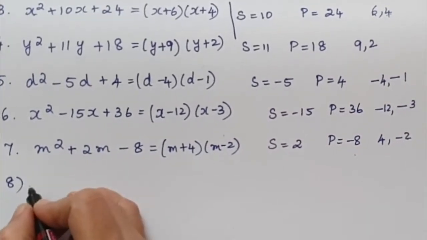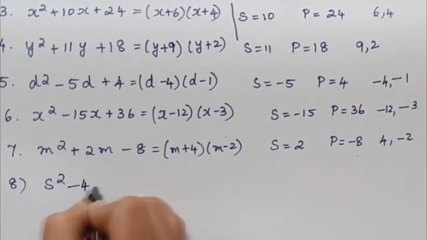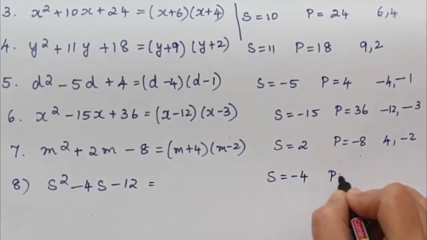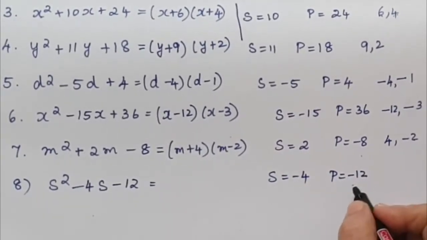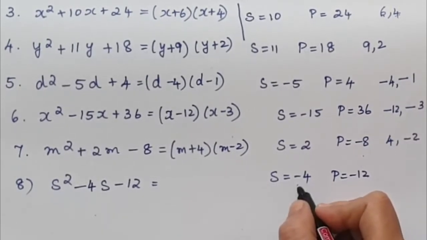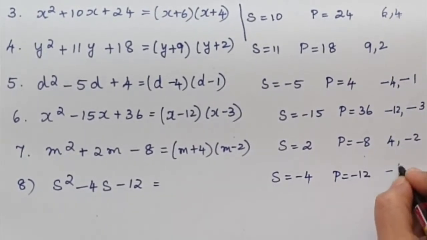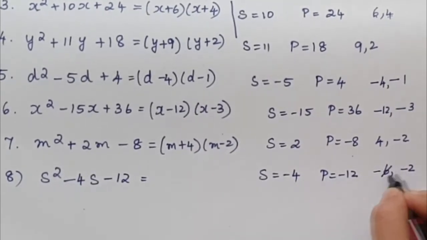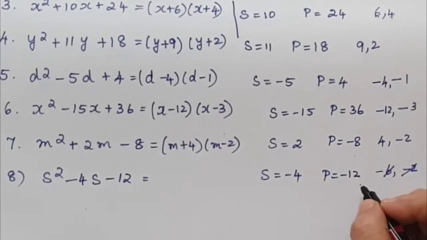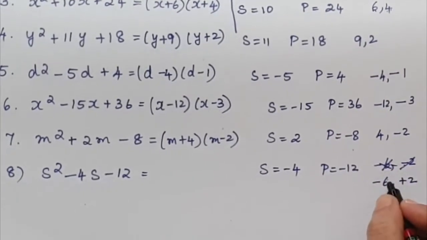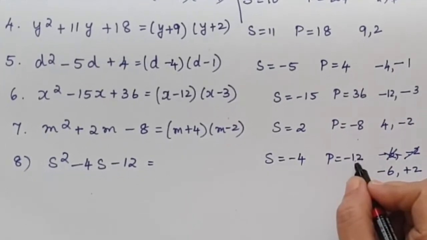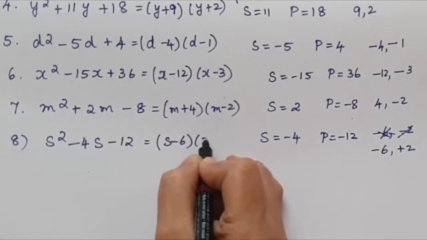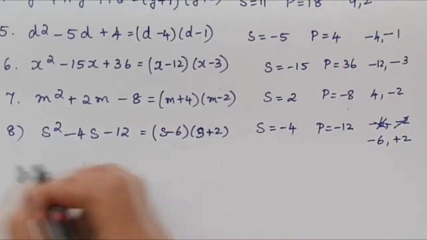Then the eighth one, s square minus 4s minus 12. So again, the sum is minus 4 and the product is minus 12. So one positive, one negative, but the sum is negative, so the greater number has to be negative. So it is minus 6 and 2. See, when we take minus 6 and 2, we get a positive 2 as the sum. So this is not possible. We have to find some other factors. See, then you have to have factors 6 and minus 2. Minus 6 into 2 is minus 12 and then it is a minus 4. So it will be s minus 6 and s plus 2.